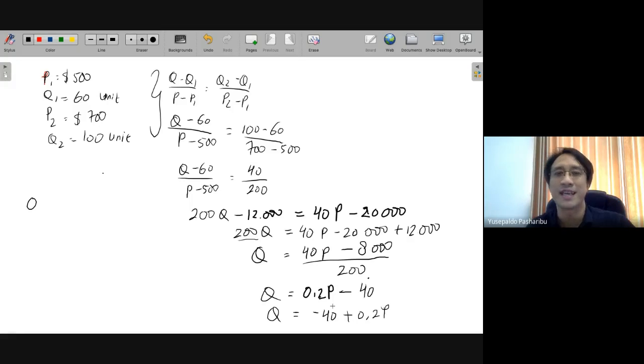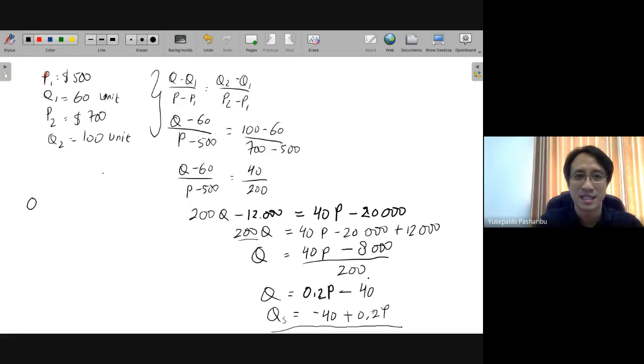A and B can be positive or negative, but be careful, B must be positive because of this supply function. And for A, it's possible to have a negative. So this is the quantity of supply function: minus 40 plus 0.2P.